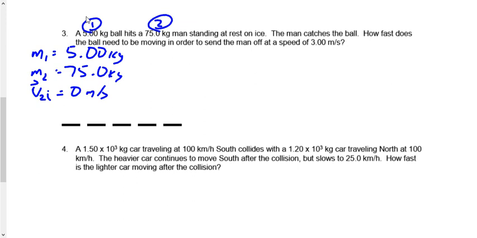How fast does the ball need to be moving in order to send the man off at a speed of 3? That's going to be VF, right? I'm not going to call it V2F because it's really the man and the ball, right? Let's call it VF. Some people might like to call it V12 to remind them that it's both, but I usually just call it VF. And we're looking for what? What velocity are we looking for? V1 or V2? V1, yeah. V1I or V1F? Yeah, it's V1I, good.